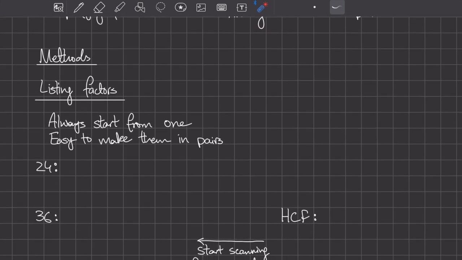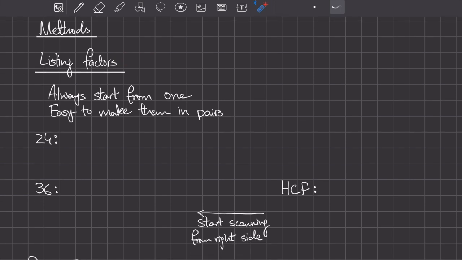The first method we have is to list the factors of each of our numbers and find the greatest common factor. Let's say that we want to find the HCF of 24 and 36. So, what we do is start by listing the factors of 24. An easy way is to make them in pairs. Using this approach, we choose two numbers whose product equals 24. And we start from 1.